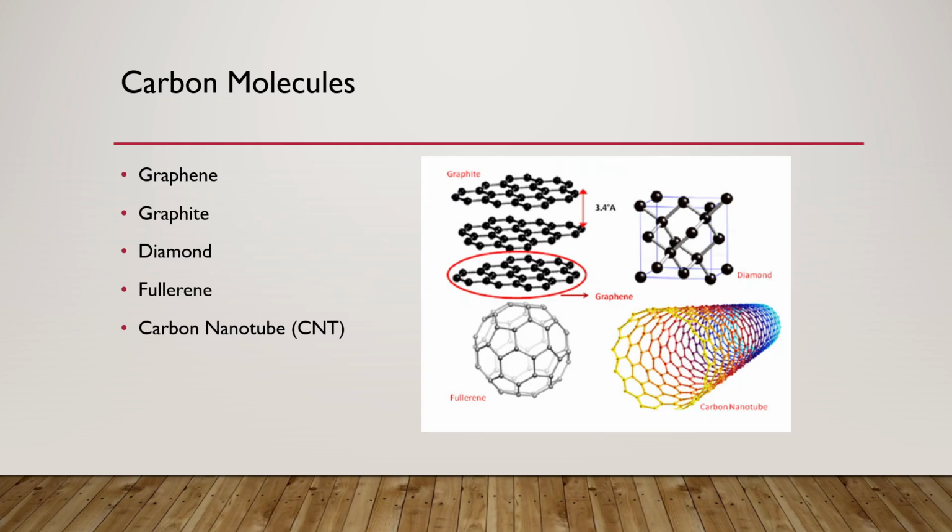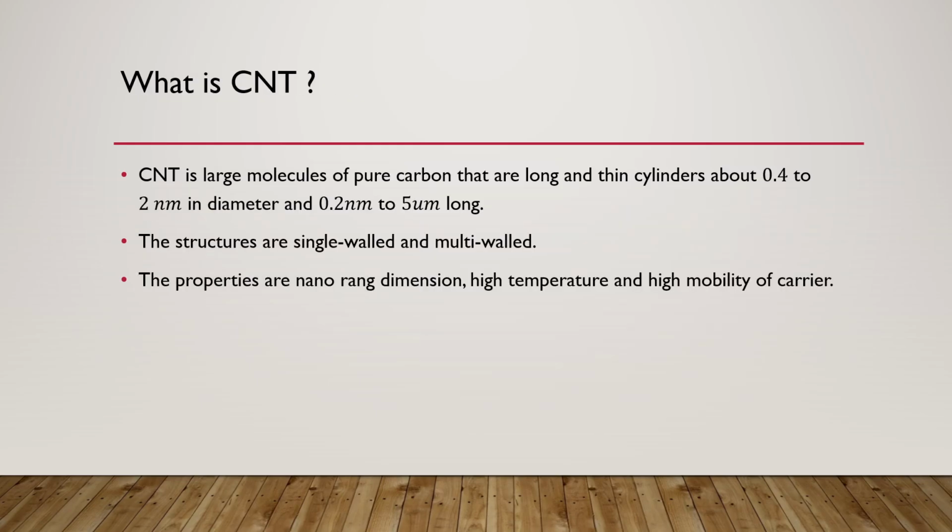properties. So what is the CNT? The CNT is a large molecule of pure carbon that is a long and thin cylinder, about 0.4 to 2 nanometers in diameter and 2 nanometers to 5 microns long. The structures are single-wall and multi-wall. The properties are nano-range dimensions, high thermal conductivity, and high mobility for the carriers.